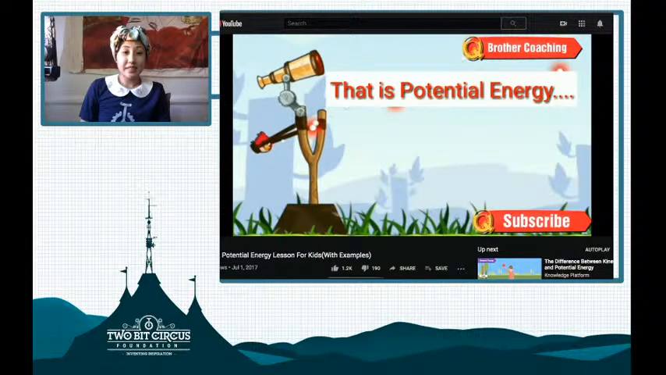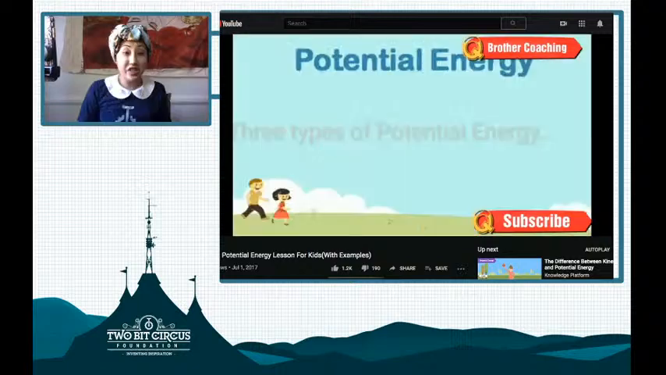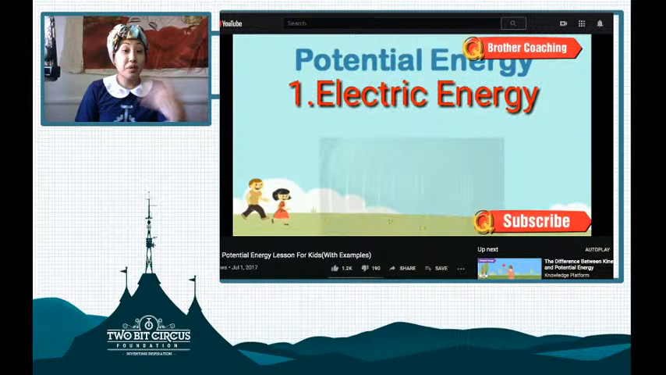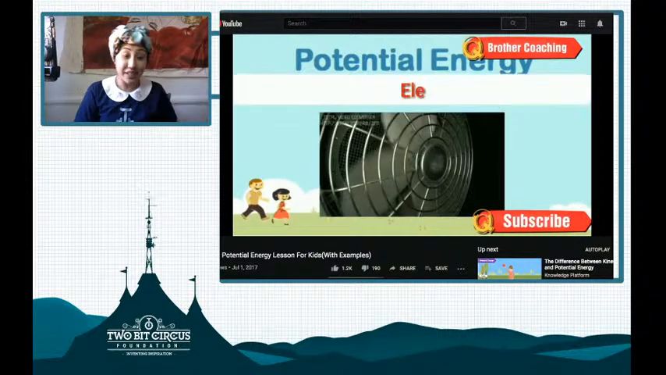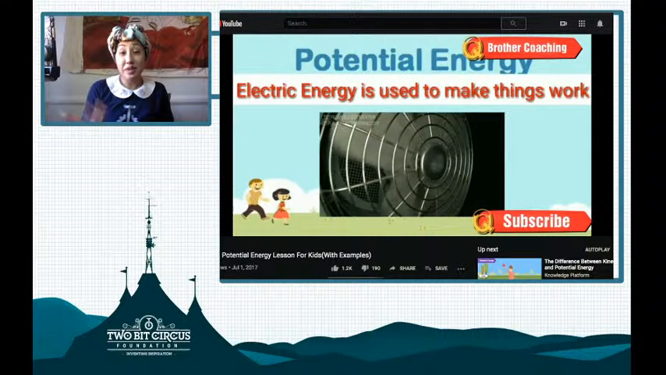However, every single time that you pull back on that little arm right there, that slingshot, that is your potential energy. And they're going to explain to us three types of potential energy. There's electric energy, and it's usually used to make things work, as we were talking about batteries, for example.